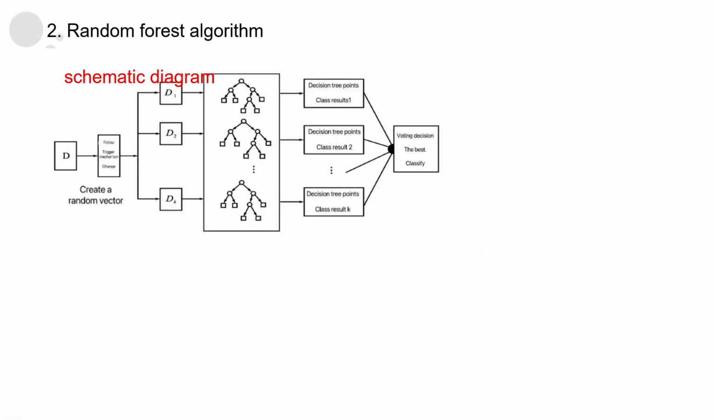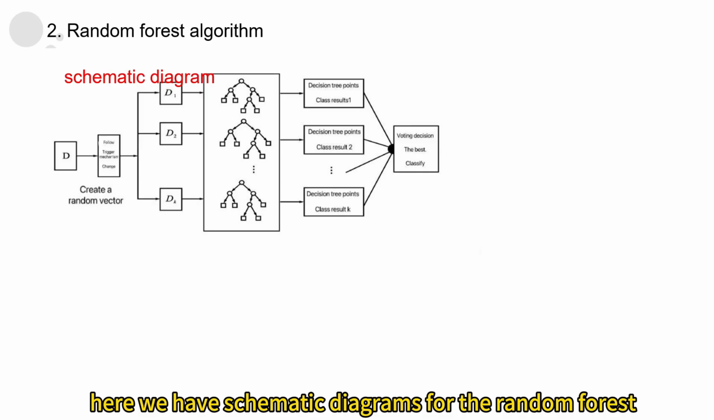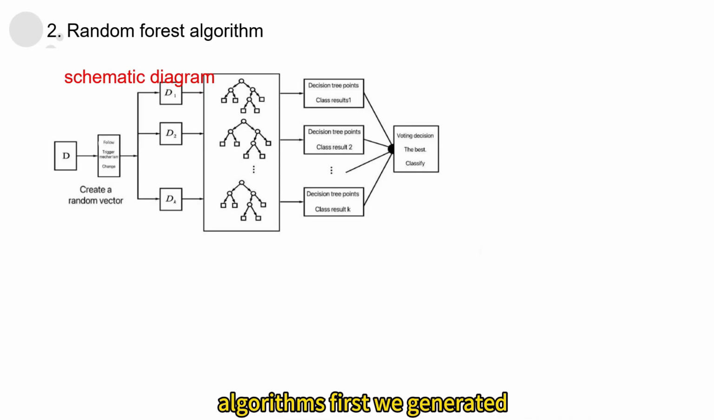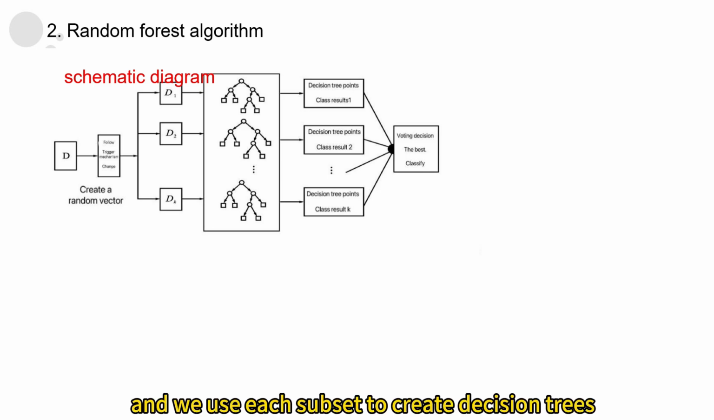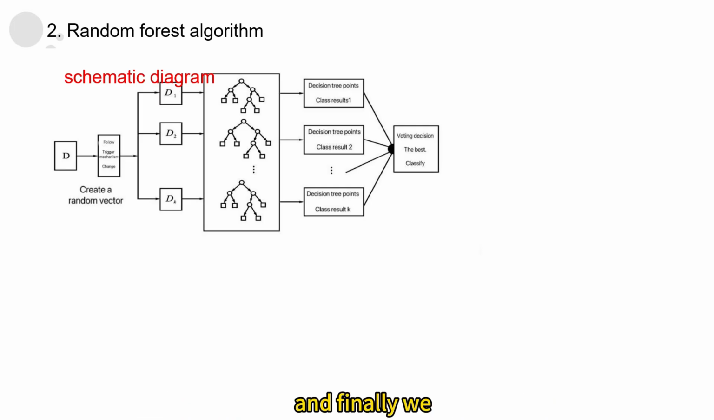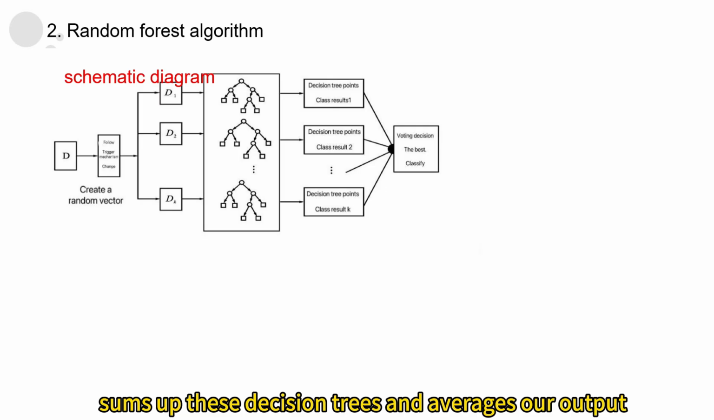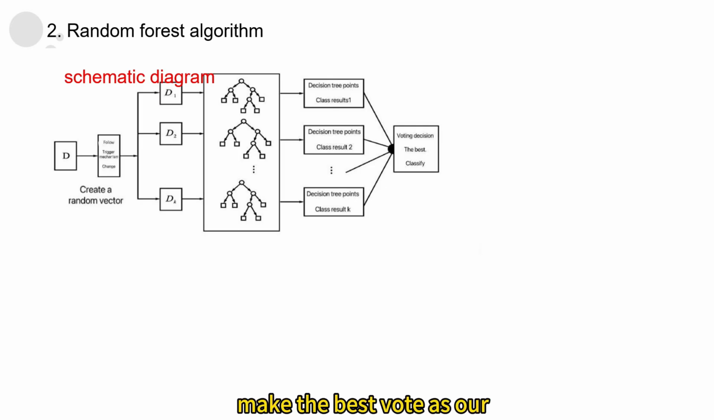Here we have a schematic of the random forest algorithm. First, we generate k subsets from the original dataset, and we use each subset to create a decision tree. And finally, we sum up these decision trees and average the output to make the best vote as our output.